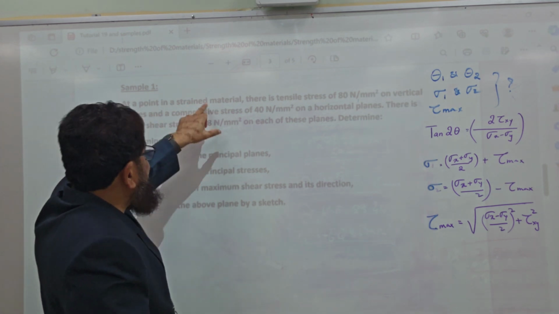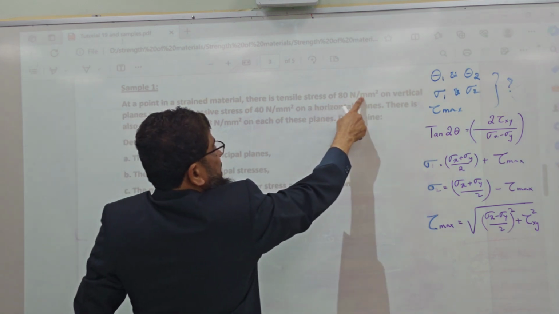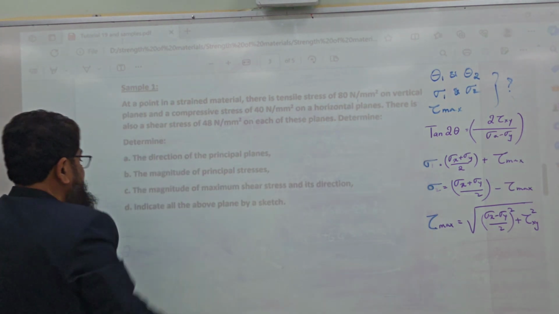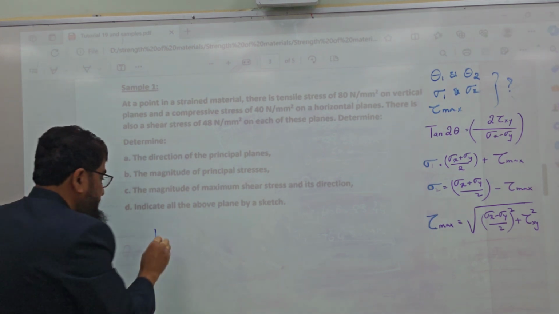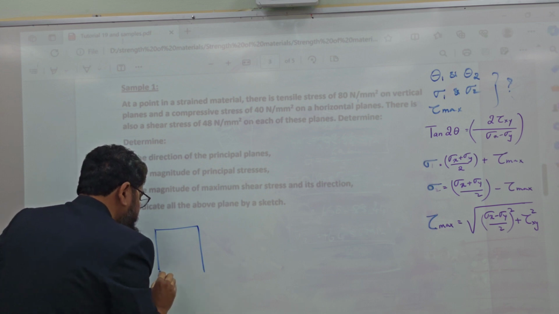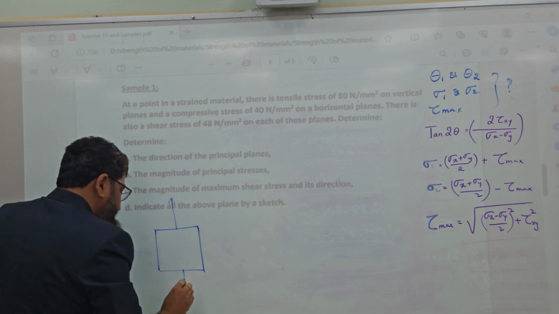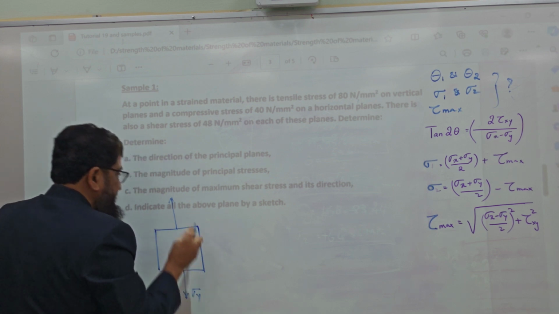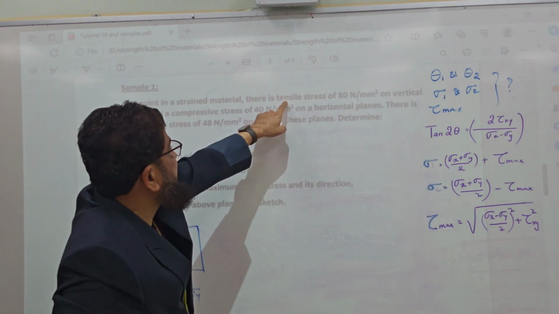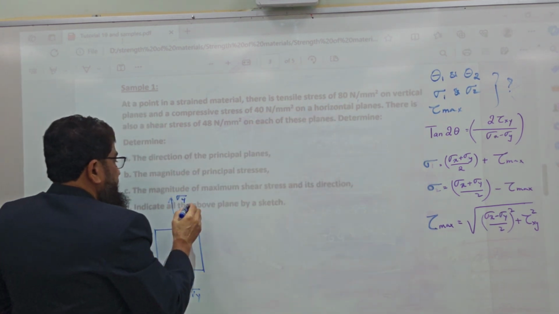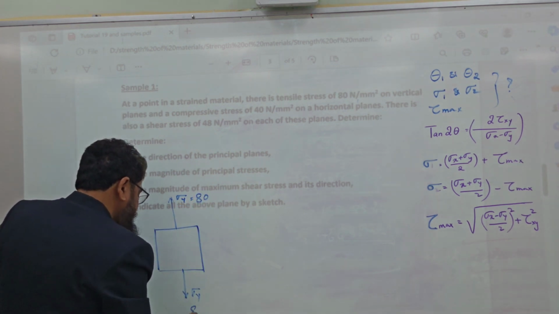At a point in a strained material, there is tensile stress of 80 Newton per millimeter square on vertical plane, he is telling. Okay, let us just try to make it over here like this. I hope you see it, is it now? Yeah. Vertical plane, he is telling. These planes are vertical plane. That means this is sigma y, isn't it? This is sigma y. He is telling how much? Tensile 80 Newton per millimeter square. That is 80 megapascal. Okay, 80.